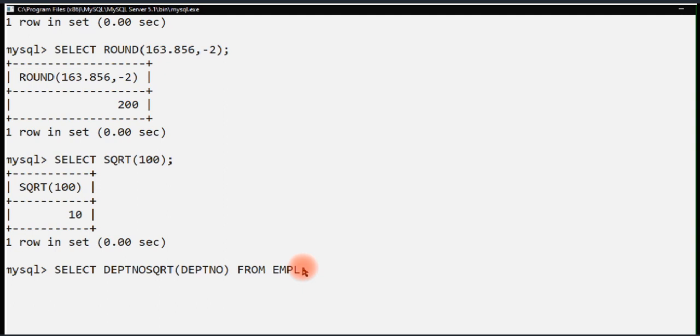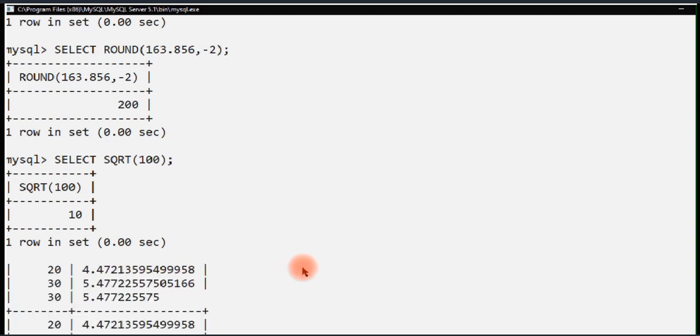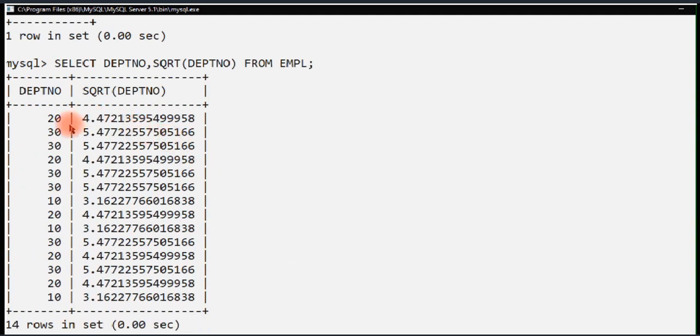Let me show department number column also, so it will be much clearer. Now the square root of 20 is this, 30 of this, and this way you can use your square root function on a table also.